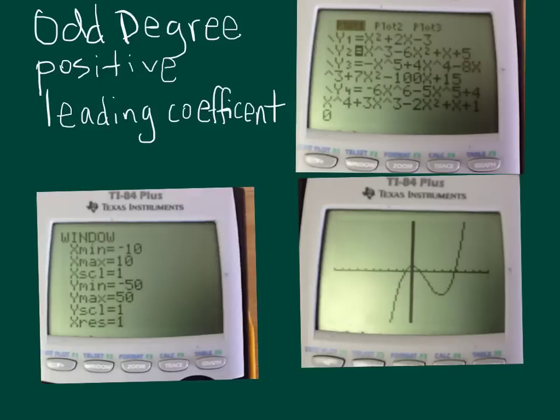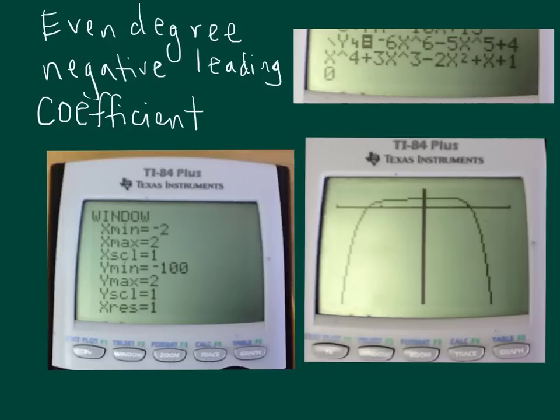Here's an example of an odd degree function with a positive leading coefficient, x cubed minus 6x squared plus x plus 5, the window, and what the function looks like. And an even degree function with a negative leading coefficient, negative 6x to the 6th, plus 5x to the 5th, plus 4x to the 4th, plus 3x to the 3rd, minus 2x squared, plus x plus 10. Window, and what the graph would look like.